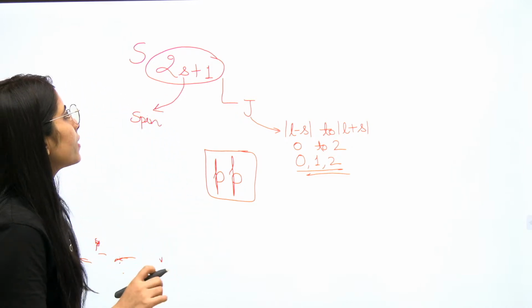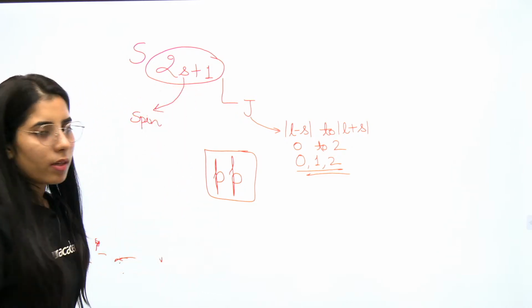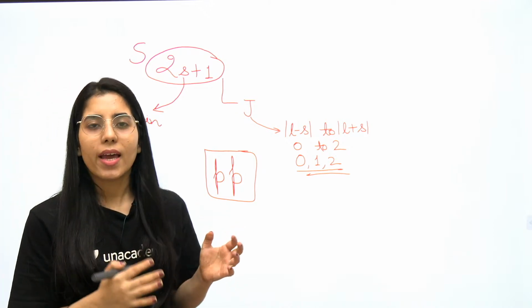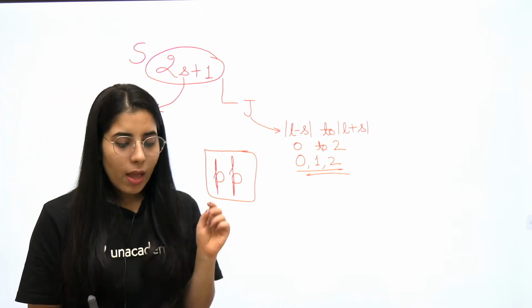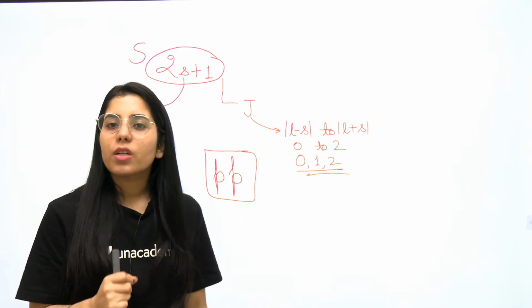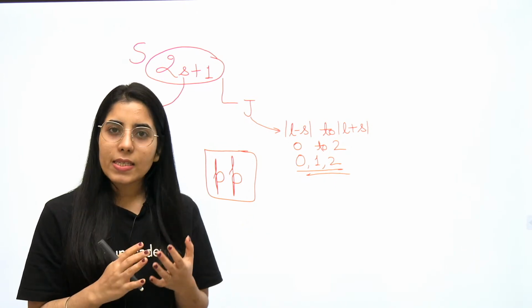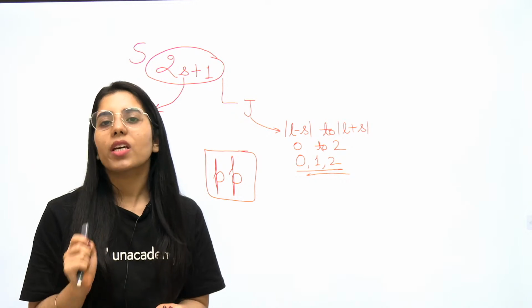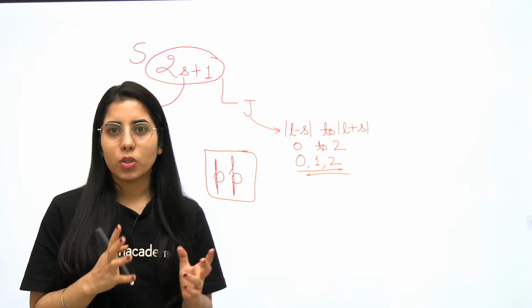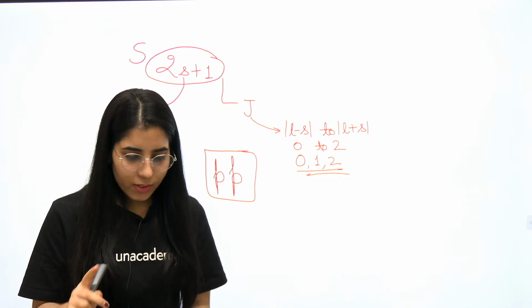Guys, multiplicity is just 2 into spin plus 1. We'll apply it in the questions and you will get to know about it clearly. Now, after knowing about the general spectroscopic term, let's start with the non-equivalent electrons case, or the process. Okay, so let's consider that first.